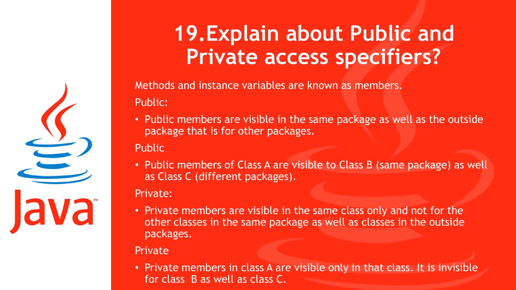Explain about public and private access specifiers. Public members are visible in the same package as well as outside the package, that is, for other packages. Private members are visible in the same class only and not for the other classes in the same package, as well as classes in outside packages.